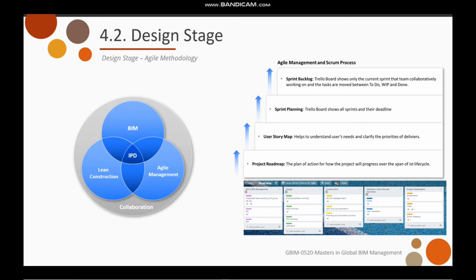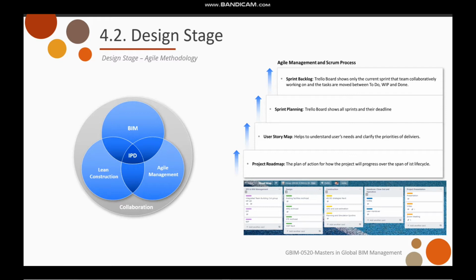Our team understood the integration term in IPD as integrating project information using BIM, and integrating the project team using Agile and Lean management. Agile management was more suitable for the design stage, whereas Lean management was used for the construction stage. IPD motivated the team to collaborate, and Agile and Lean provide the means to achieve this collaboration. Lean construction focuses on reducing waste, and Agile focuses on being adaptive, responsive, and flexible to change.